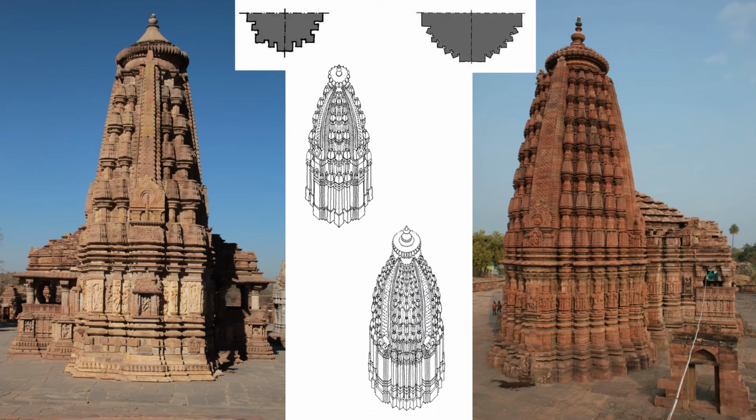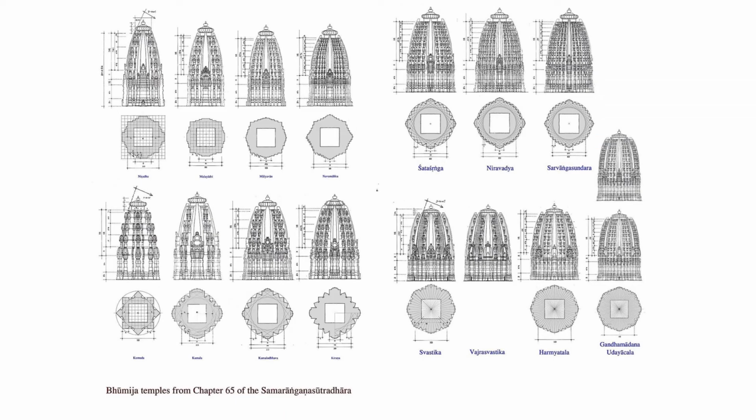I could have used Bhumija temples as an example of a mode that doesn't really evolve. The reason being that it was invented around the turn of the 11th century. Its theory was worked out at the same time. The key text here is chapter 65 of the Samarangana Sutradhara. The forms in the tradition don't evolve because the basic principles are evident from the start.